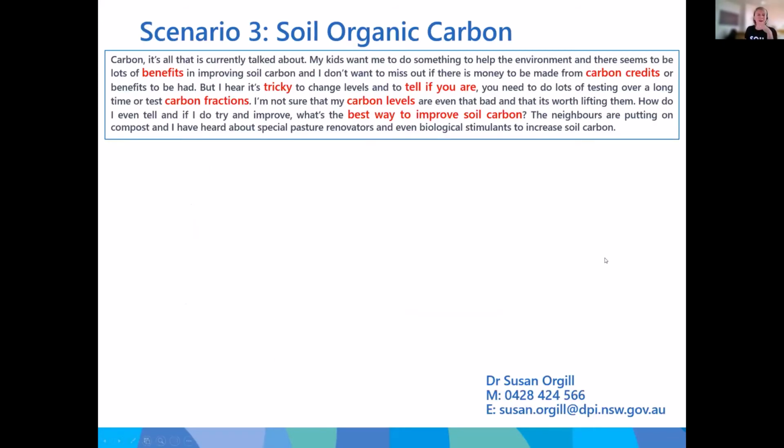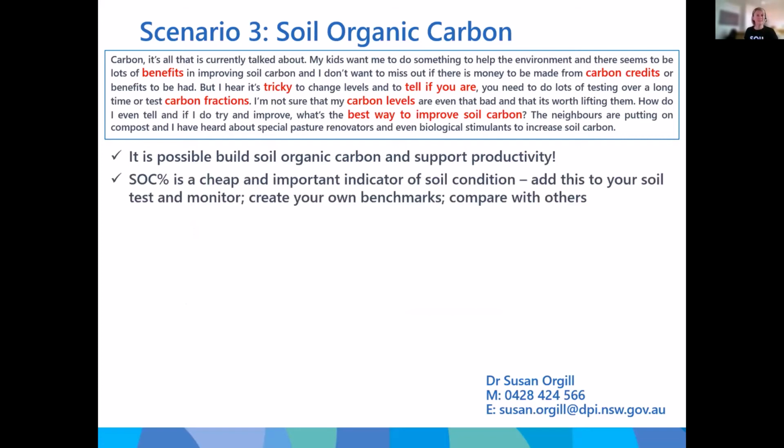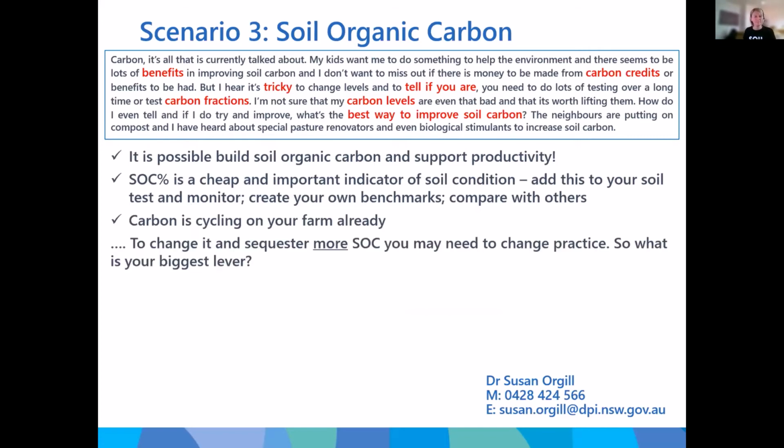So this was my scenario. I've tried to touch on it throughout my talk, but picking up on the key points, it is absolutely possible to build soil organic carbon as well as supporting productivity at the same time. So it's a dual purpose goal, and the two go hand in hand. Soil organic carbon percentage to measure in your commercial soil lab test that you get back from your agronomist is actually a really cheap and important indicator of soil condition. And I encourage you all to be monitoring this and creating your own benchmarks and even comparing with your neighbours or within groups like this.